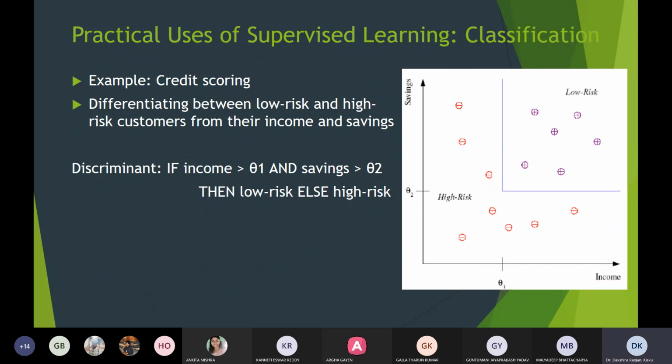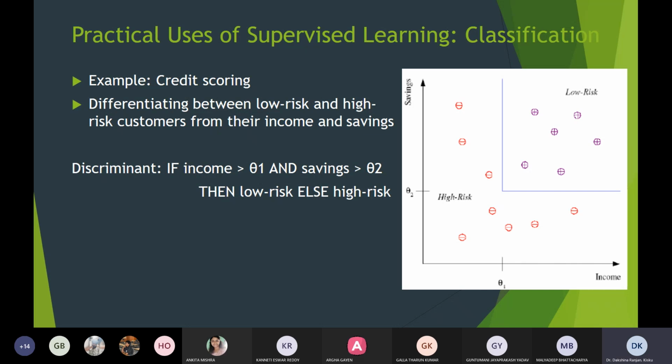Now, supervised learning includes classification and regression. If we are interested to find the difference between low risk and high risk customers from their income and savings, then we could have some discriminant function. That means we can design a discriminant function that is able to find the difference between low risk customers and high risk customers. This example is labeled as credit scoring. Sometimes we receive credit scoring mails. You may remember if you have heard about the CIBIL score. The CIBIL score is such a credit scoring scheme.